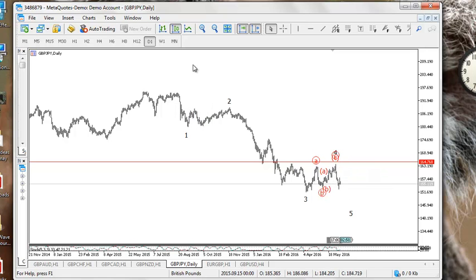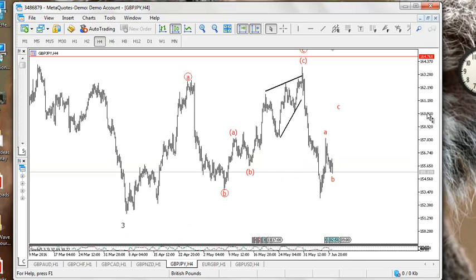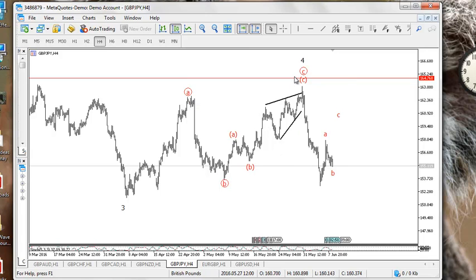So how did we spot this 4th wave? Okay, it was actually an ABC correction. Look at it here, an ABC. All right, that is ABC, X, ABC. That's a kind of double zigzag. This is the first zigzag, this is the X, and this is the second zigzag. And look at the C wave of the second zigzag.